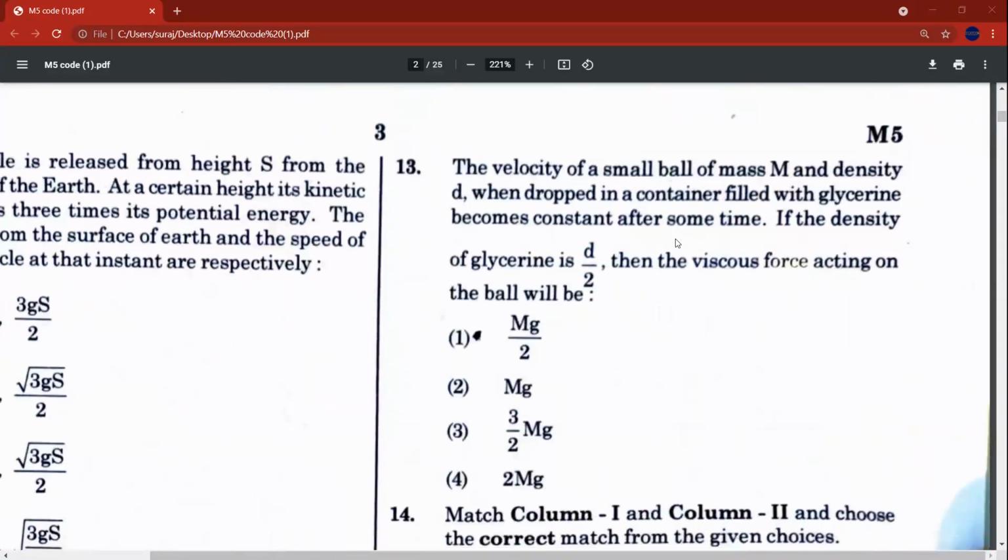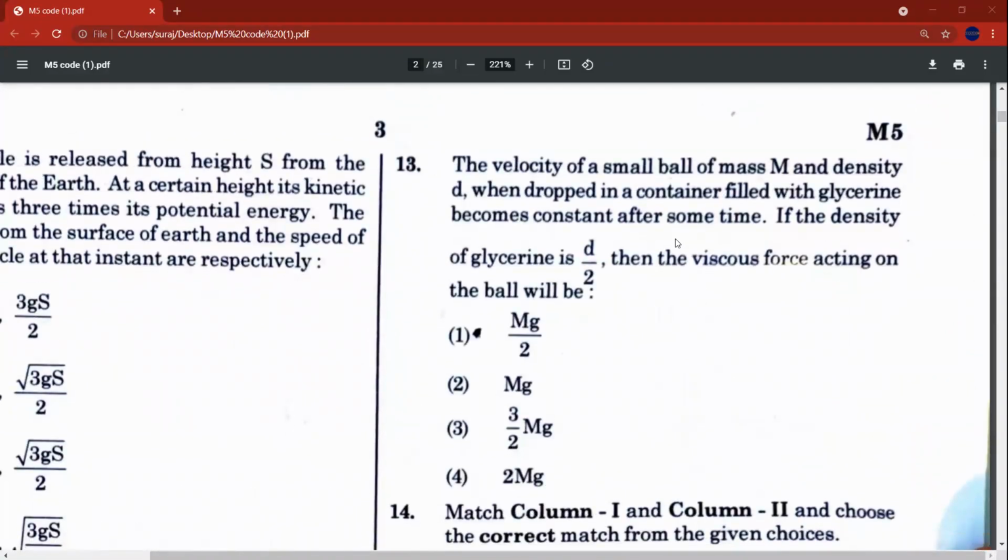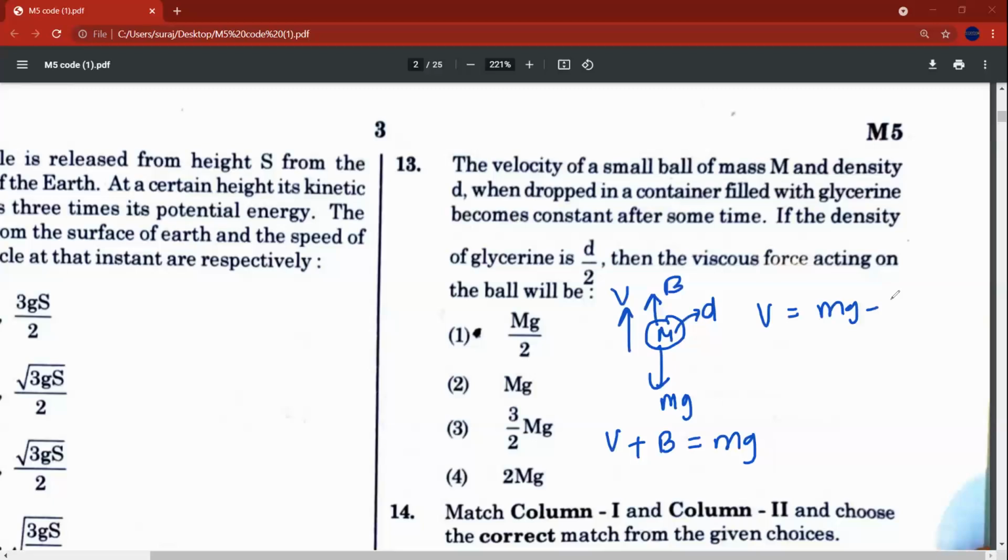The velocity of a small ball of mass m and density d when dropped in a container filled with glycerine becomes constant after some time. So there will be a small ball, mass is m, density is d. Velocity is constant, that is net force is 0. So this is mg. The upward forces are the buoyant force and the viscous force. So I can say viscous force plus buoyant force equal to mg. Viscous force will be mg minus buoyant force.